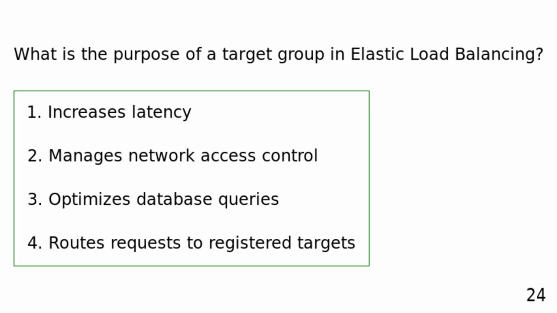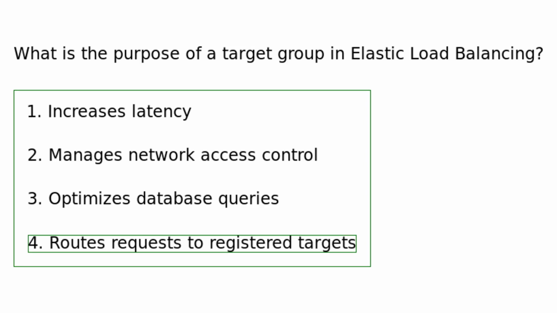What is the purpose of a target group in elastic load balancing? Increases latency. Manages network access control. Optimizes database queries. Routes requests to registered targets. A target group in elastic load balancing routes requests to registered targets, such as EC2 instances or containers, based on the configured protocol and port, helping to efficiently distribute incoming traffic.